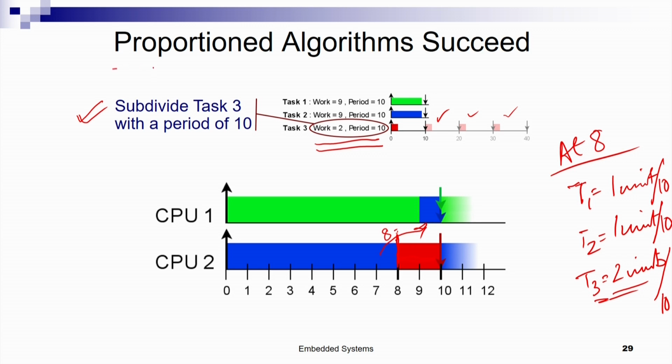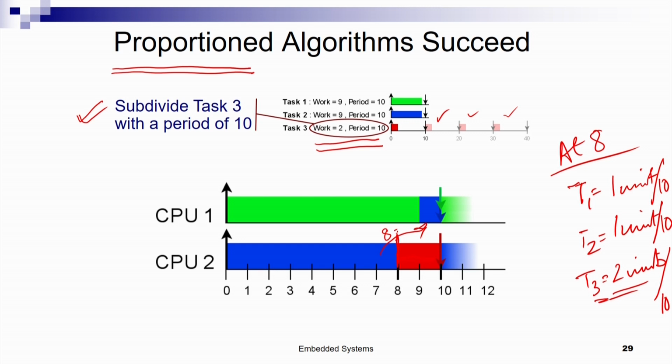Hence, proportioned algorithms, which proportionately divide the workload with respect to deadlines of tasks, succeed in multiprocessor systems. So, if we can find the deadlines for different tasks in the system, and by all these deadlines we proportionately execute the workloads of tasks, we will succeed on multiprocessors.